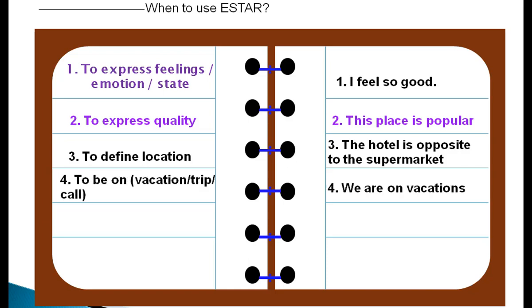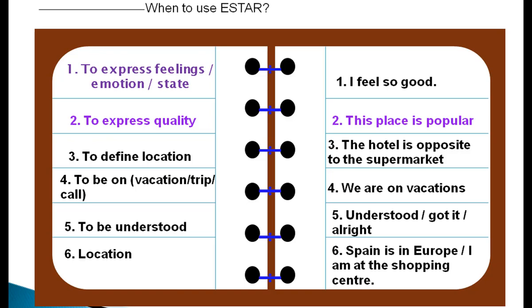Another one, to be on vacation, trip or call. So yes, you want to say we are on vacation, or I am on a trip, or he's on a call. So we'll use conjugation of estar. Fifth, to be understood. So you are explaining something to someone and you just want to say understood. Got it? Alright. So then we use the conjugation of estar.